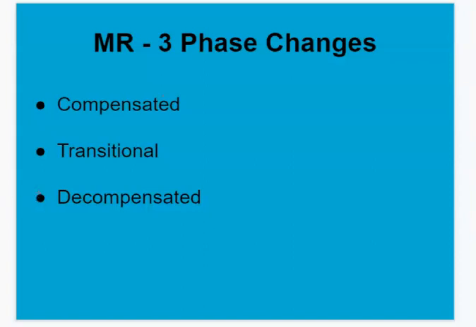We have three changes to the mitral regurgitation process, so three phase changes we call them. The first one we come upon is the compensation phase. Transitional phase would be next, and then the decompensation phase, which is going to happen if we don't treat that MR.